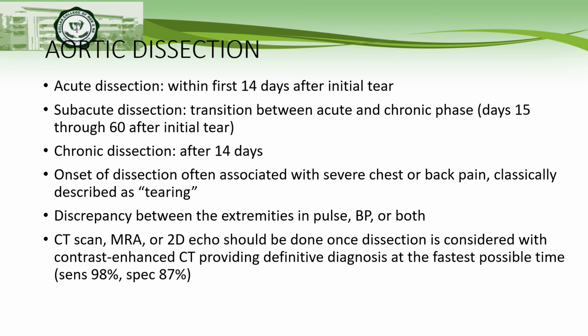So the onset of dissection is often associated with severe chest or back pain, classically described as tearing. There is also a discrepancy between the extremities in pulse, BP, or both because of changes in the flow in the true and the false lumens. So CT scan, MR angiography, or 2D echo should be done once dissection is considered, with contrast-enhanced CT scan providing definitive diagnosis at the fastest possible time. Sensitivity is 98%, while the specificity is 87%.